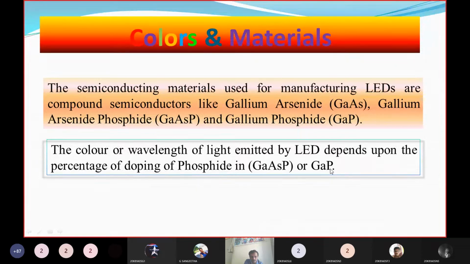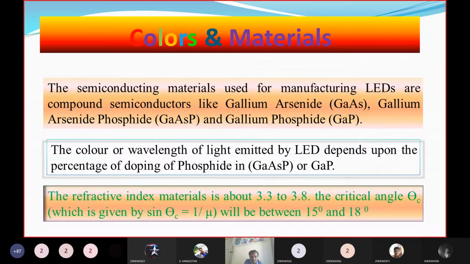If you change the doping concentration, one more thing happens: the refractive index of the material also changes. If you take gallium arsenide phosphide, the refractive index is 3.3. If you take gallium phosphide, the refractive index is 3.8.